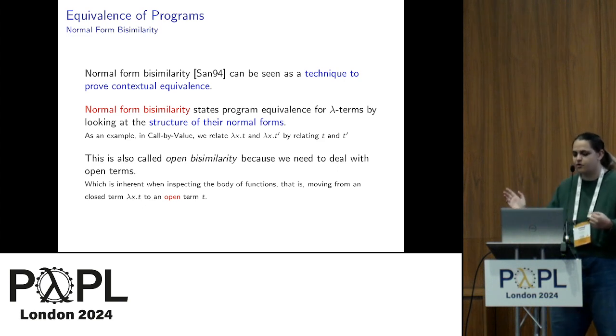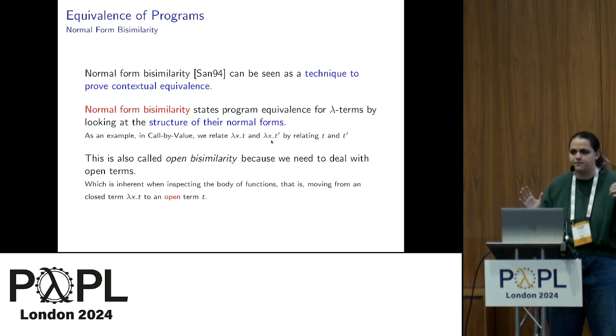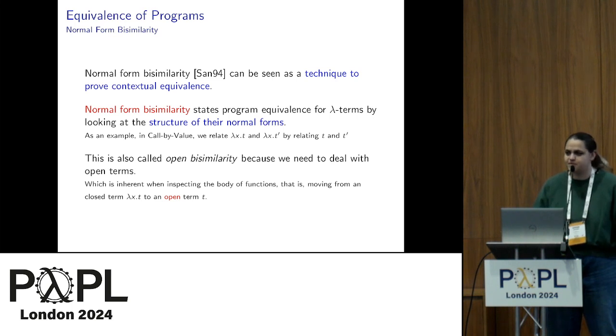For example, in call by value, we relate lambda x.t and lambda x.t' by saying, okay, there's a lambda, the shape matches for now, and we look at t and t' now. So this is really syntactic, and it was also called at the beginning open bisimilarity because we need to deal with open terms. If I move from lambda x.t to t, then I'm possibly looking at an open term.